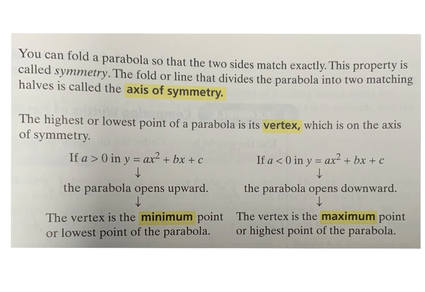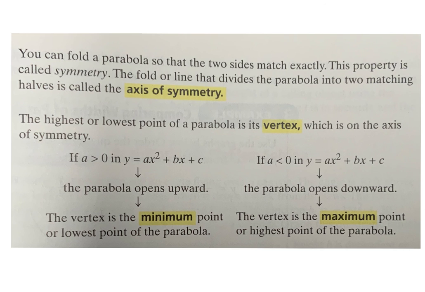Top of page 7. Quadratics are symmetric, all right, which means that they are identical on one side and the other. And so when you have this type of symmetry, you will have a line that you can draw right in the middle of it, and that's called the axis of symmetry. And so every point will be exactly the same distance away from that line because they will be like a mirror image of itself. The highest or the lowest point is your vertex.